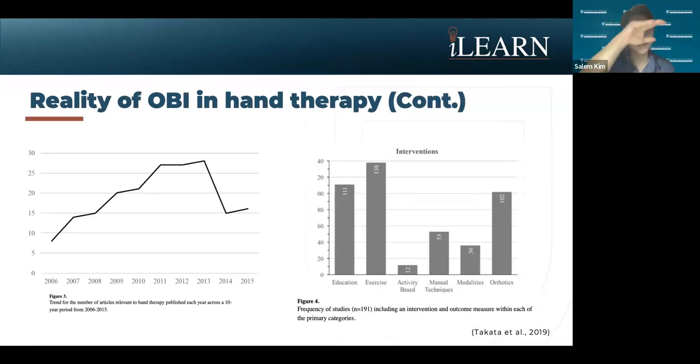The number of overall studies in hand therapy is getting lower and lower as each year passes. And among the small amount of these studies, activity-based, not even occupation-based, interventions are currently being studied or compared to other interventions. So this is how limited the resources and research we have currently in hand therapy settings.